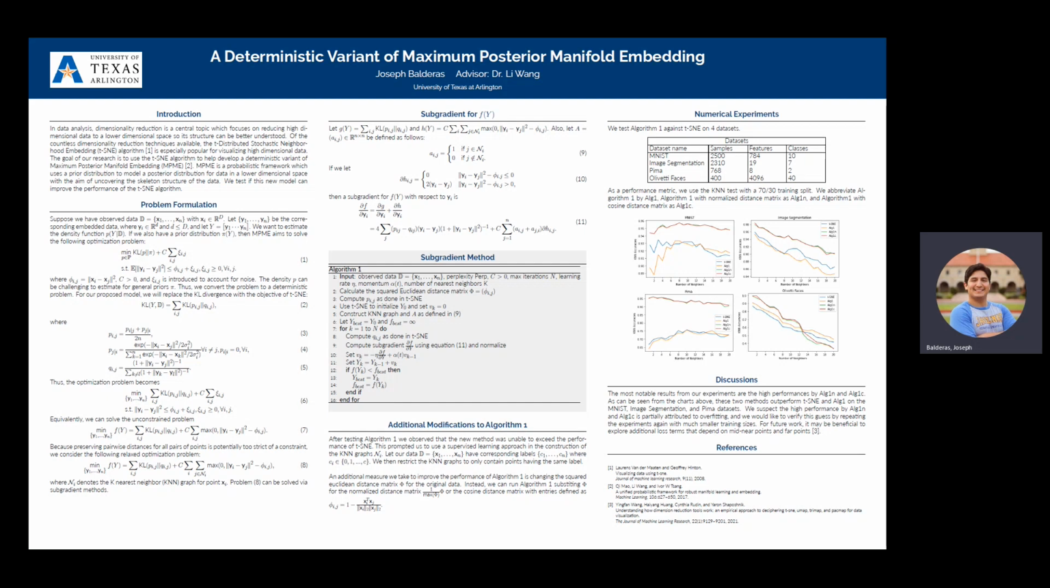As can be seen from the charts above, these two methods outperform t-SNE and alg1 on the MNIST, image segmentation and PIMA datasets. We suspect the high performance by alg1n and alg1c is partially attributed to overfitting and would like to verify this guess by repeating the experiments again with much smaller training sizes. For future work, it may be beneficial to explore additional loss terms that depend on mid-near points and far points.